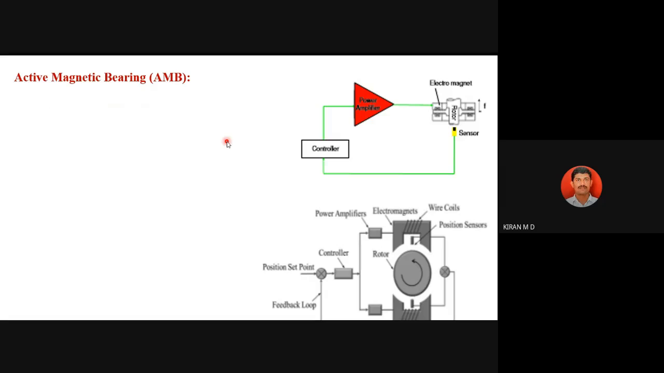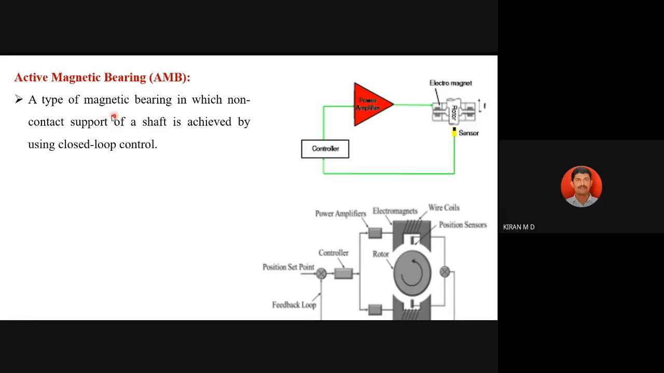The first one is the active magnetic bearing. It is a type of magnetic bearing in which non-contact support of a shaft is achieved by using a closed loop control system. You can see here the rotor, the sensor, and the electromagnets, which provide the electromagnetic force that supports the rotor. The sensor will sense the gap between the rotor and the bearing surface, and pass the signal to the controller.